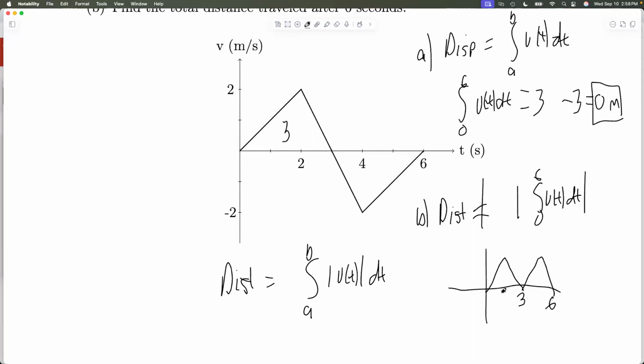So that's 3, that's 6. Here's 2 where that peak happens. There's 4. So I just took this chunk and flipped it over, made it positive. These have both have areas of 3. So 3 plus 3. My distance traveled is 6 meters.